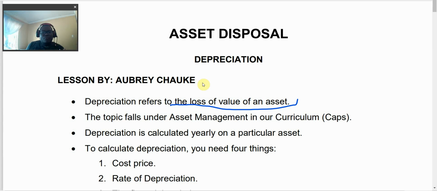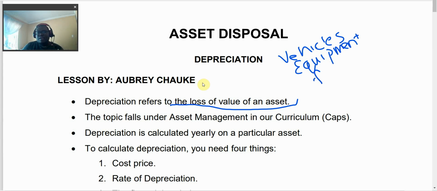So in our curriculum, depreciation is most of the time calculated on vehicles, on equipment, and also furniture. But then the most rare ones are these two. These are the ones that they mostly focus on. So you need to be able to understand how to calculate this depreciation. But I'll get into this as we go on with our lessons.